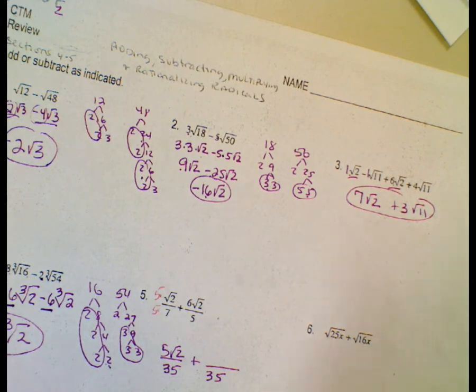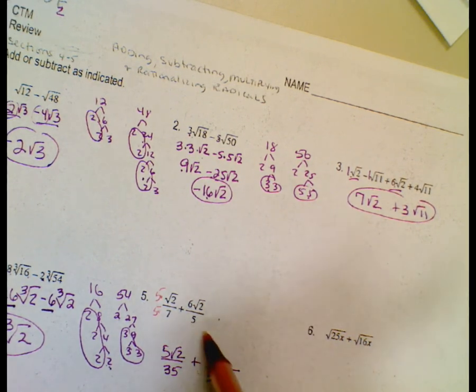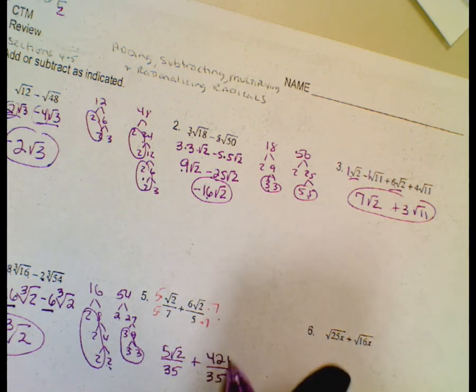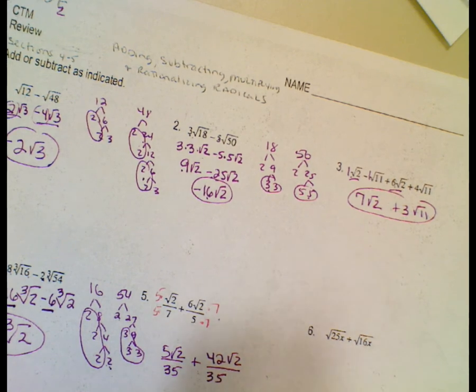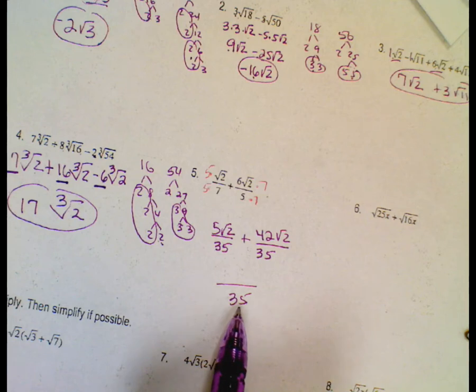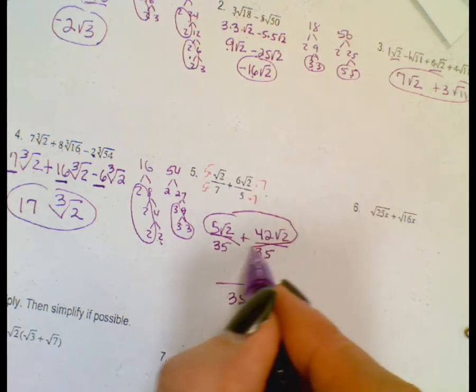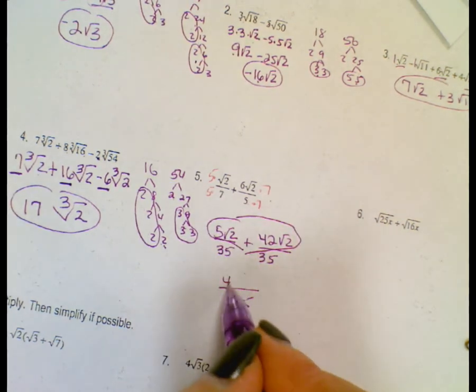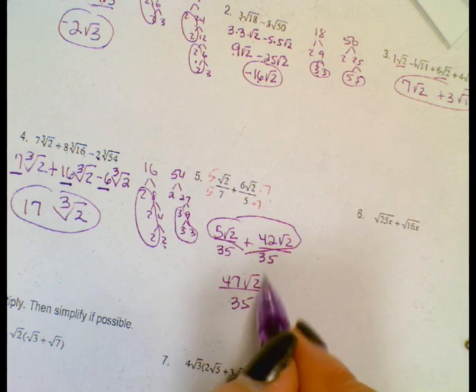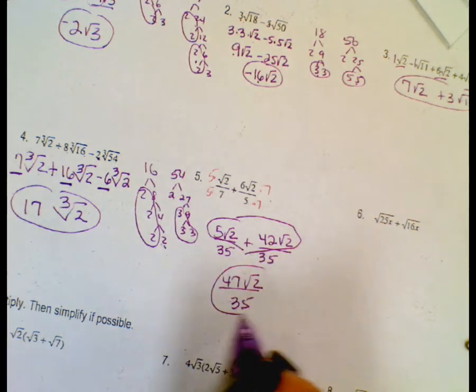On the second fraction, how many times is 5 going to 35? That is 7. So multiply the top by 7, and that gives you 42 radical 2. When you have two fractions that have a common denominator, you write one fraction with that common denominator. You don't add these. It is 30 something over 35, but you're going to add the numerators. So 5 and 42 is 47 square root of 2, because those are like radicals. And that's your answer.